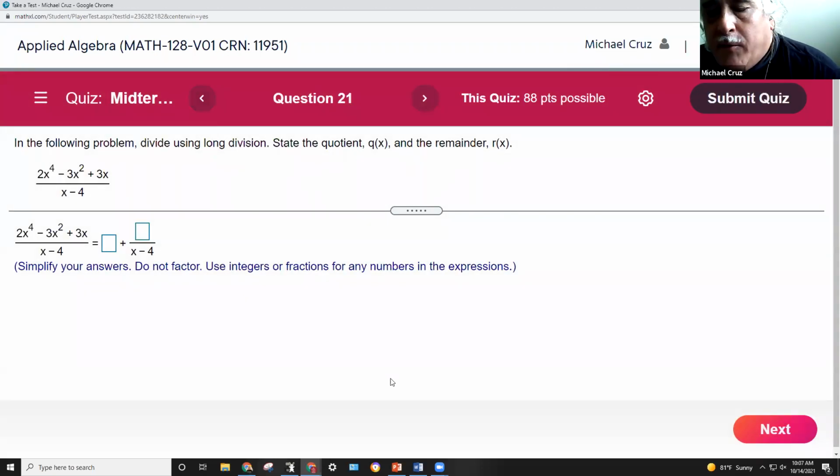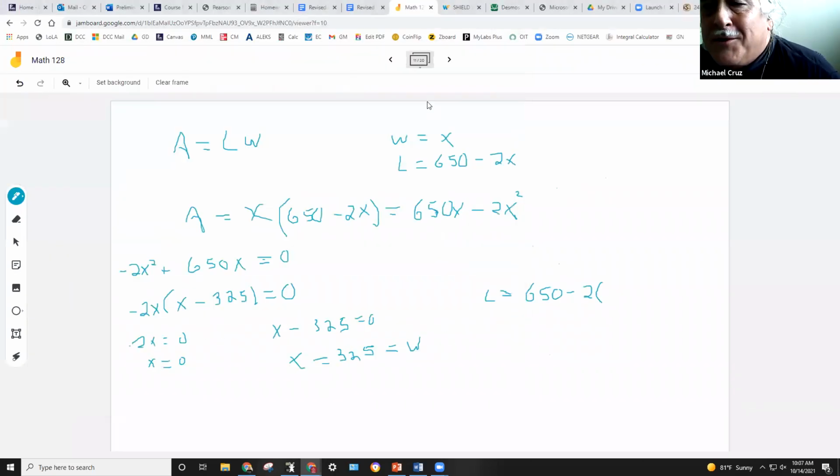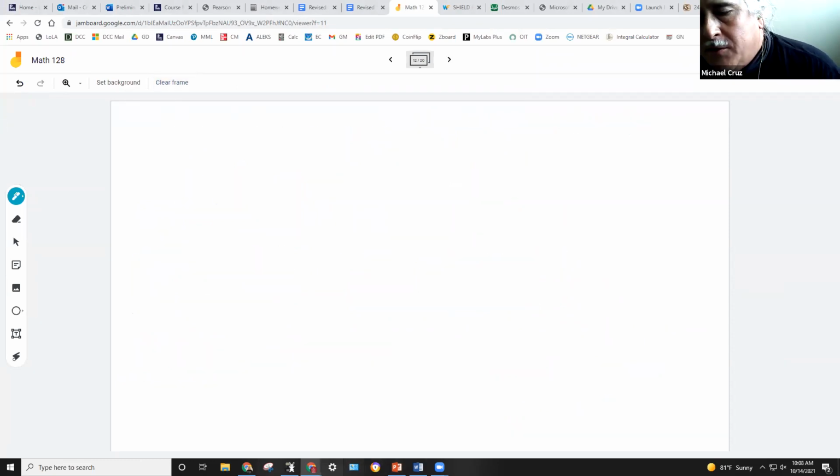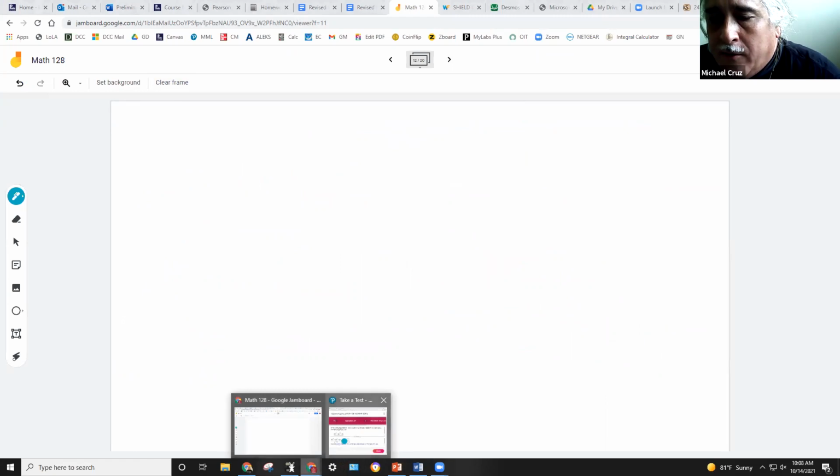I'm just going to set up the long division and then I'll do the other one. And then if you want to take the time, I'll go back and check on that one with the length and width. But anyway, this one says it wants to do long division. Long division is really not of much use if you know how to use synthetic division, but I'm going to just set it up for you.